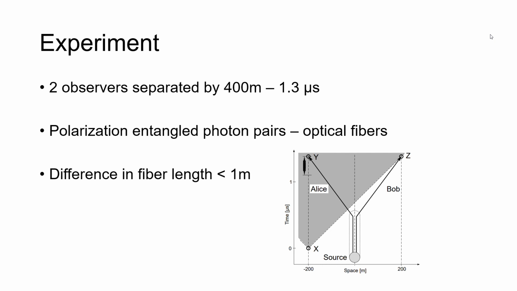They used polarization-entangled photon pairs, which were sent to the observers through optic fibers. The difference in these fiber lengths was less than 1 meter, which means that the photons were registered simultaneously within 5 nanoseconds.